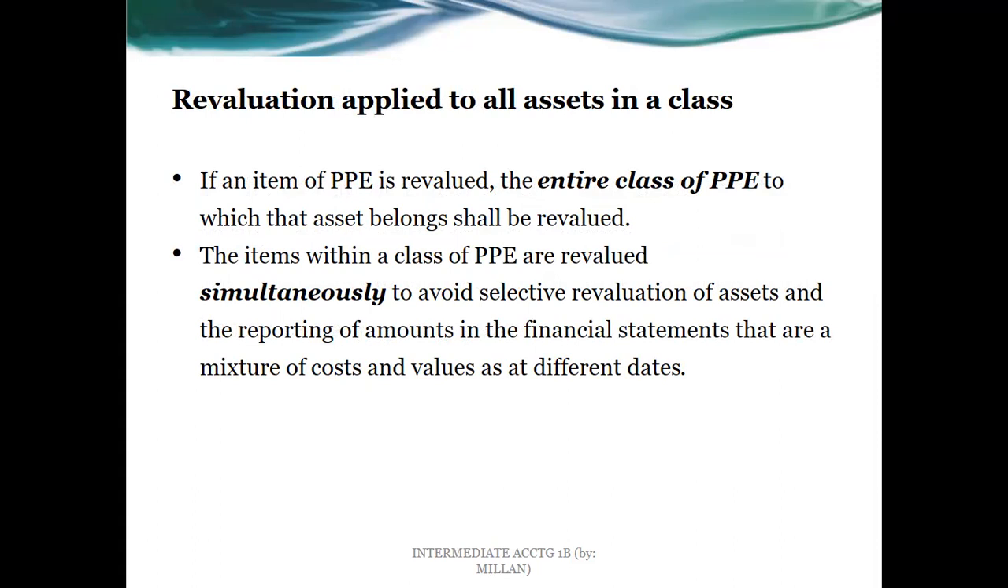So all of them have to be revalued in the class, to avoid selective revaluation of assets. Otherwise, there would be differences of the values reported in the financial statements for those same classes of assets at different dates. For example, building 1 is cost model, building 2 is revalued, building 3 is cost, building 4 is still cost, out of the 10 buildings. So to avoid the mixture of different values.